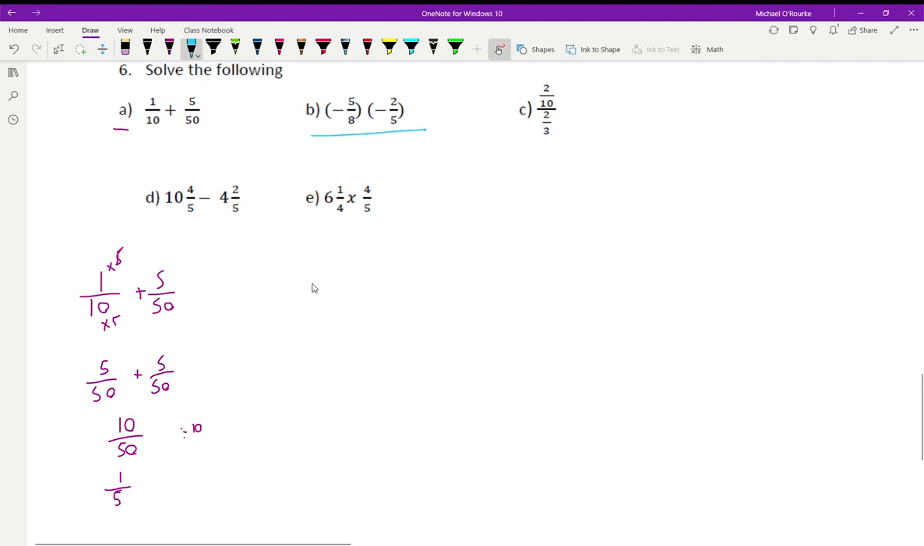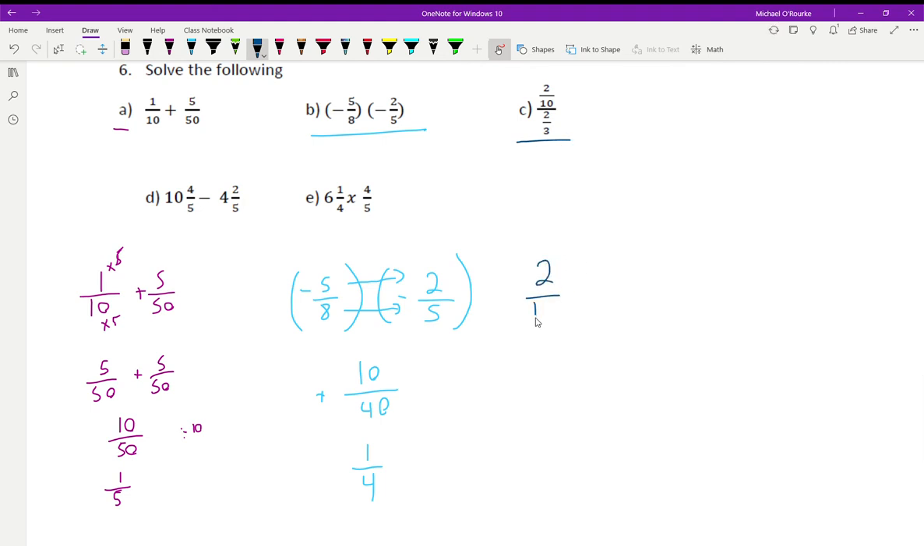Next one, we have negative 5 over 8 multiplied by negative 2 over 5. Now when you multiply, you're just going to multiply straight across. So 5 times 2 is 10. 8 times 5 is 40. And a negative times a negative is a positive. And then we can reduce again by dividing by 10, which is going to give us 1 over 4.